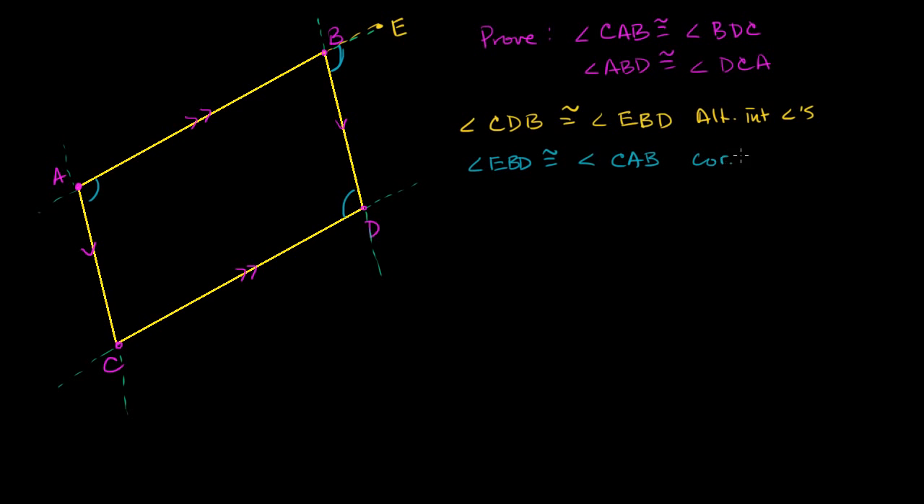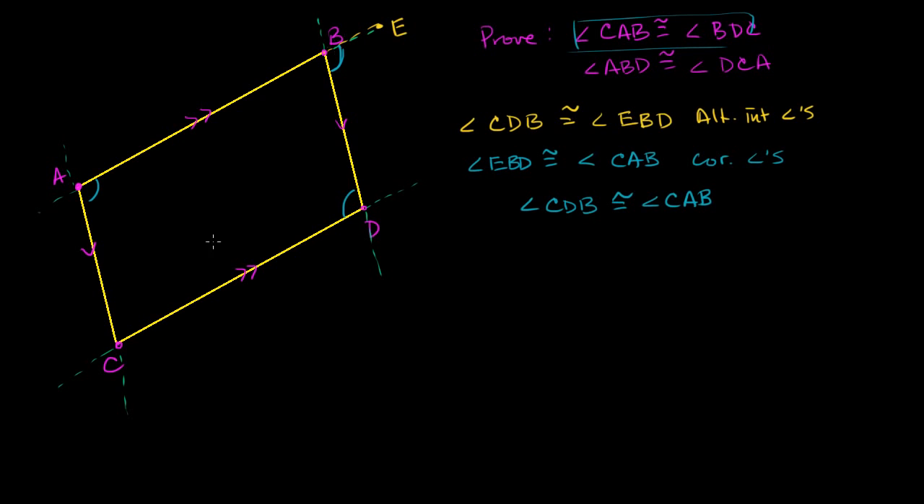They are corresponding angles. And so if this angle is congruent to that angle and that angle is congruent to that angle, then they're congruent to each other. So angle CDB, or we could say BDC, is congruent to angle CAB. So we've proven this first part right over here.